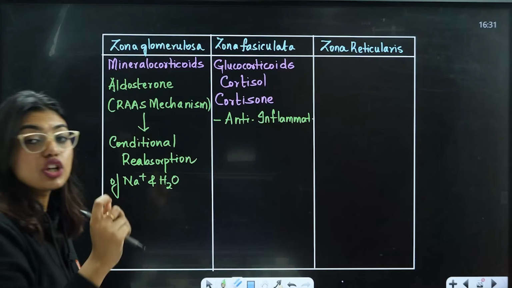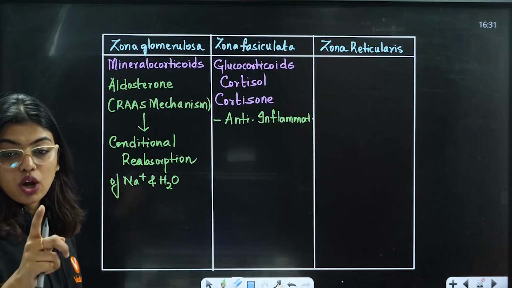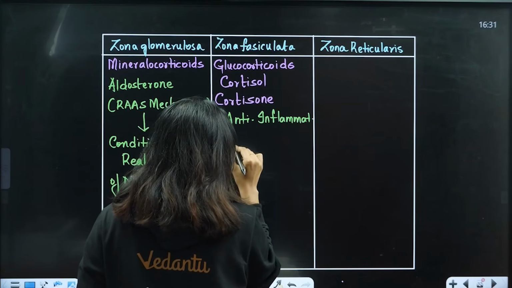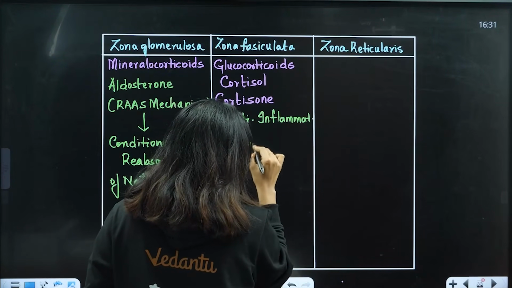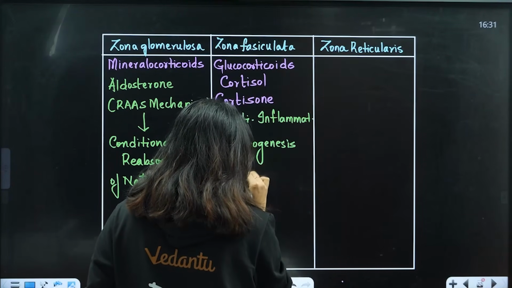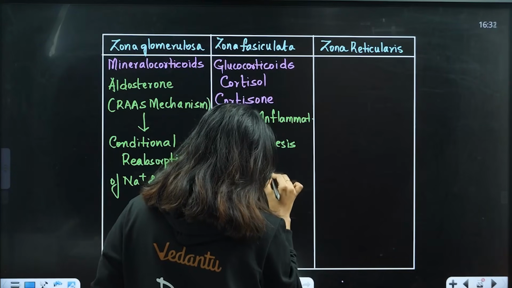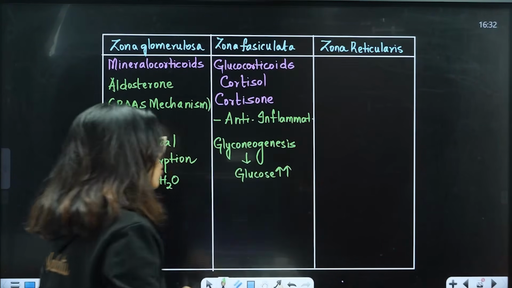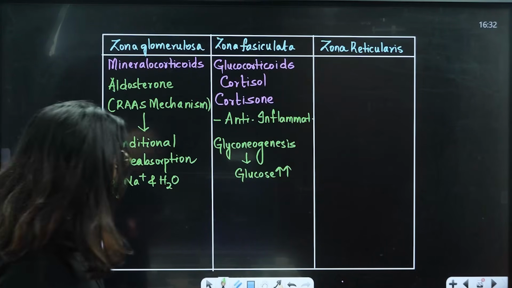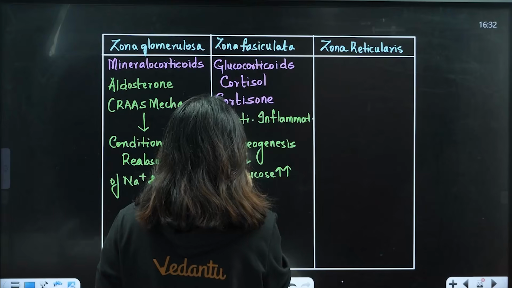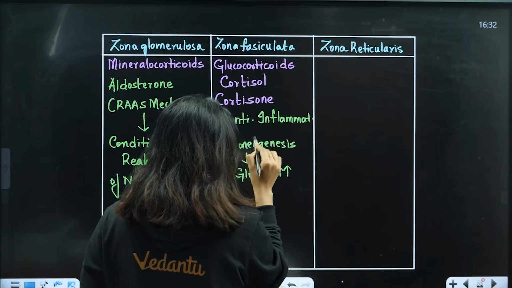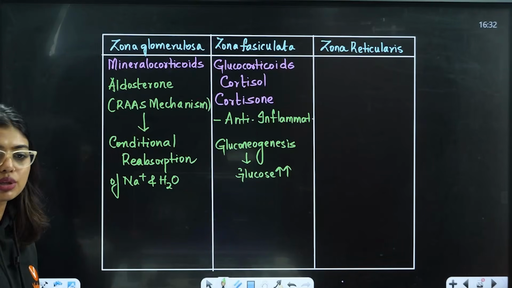See, when I say neogenesis, that means we are forming something new. Neo means we are forming something. So when I say gluconeogenesis, you should understand we are producing glucose, increasing the glucose level. The spelling is wrong. Gluconeogenesis, where we are producing more glucose.